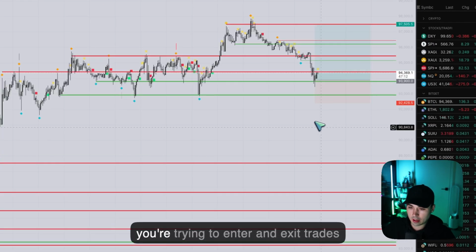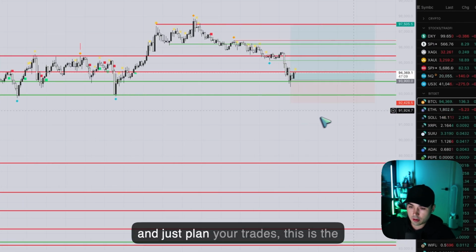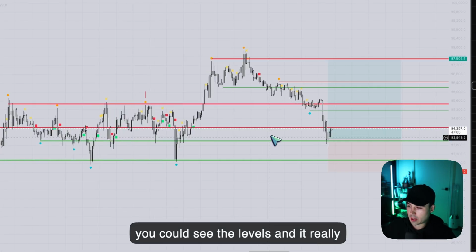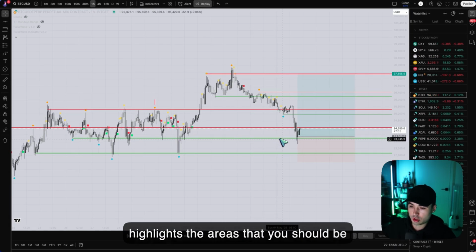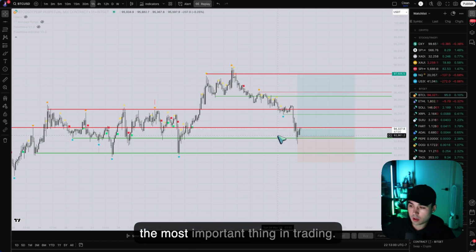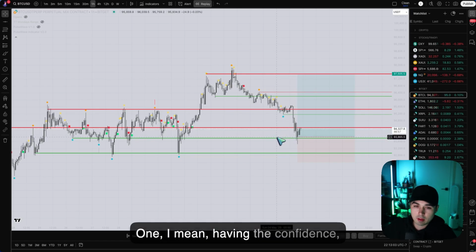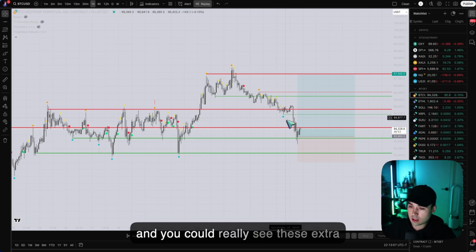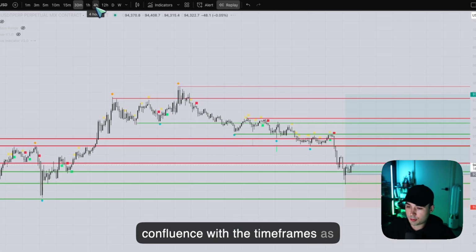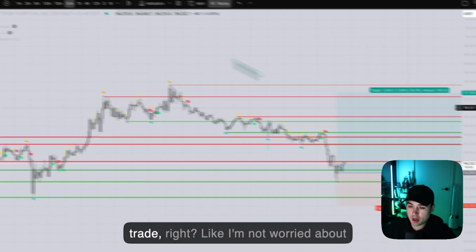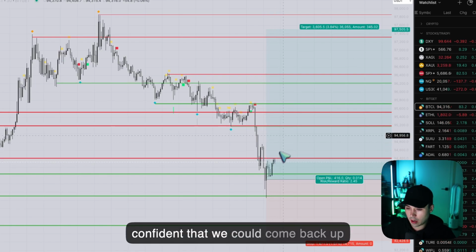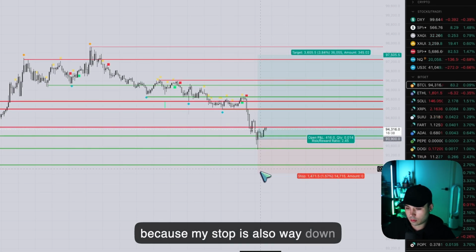You know, when you're trying to enter and exit trades and just plan your trades, this is the best tool to be able to do it, because you can see the levels, and it really highlights the areas that you should be paying attention to. And that is really the most important thing in trading. One, I mean, having the confidence, like I said, it's like an 80 to 90% mental game. So if you have that confidence and you could really see these extra indicators and see the extra sort of confluence with the time frames as well, then you're going to stick in the trade, right? Like, I'm not worried about the rejection right here. I feel pretty confident that we could come back up because my stop is also way down here, right?